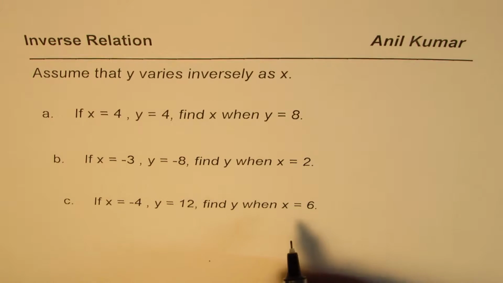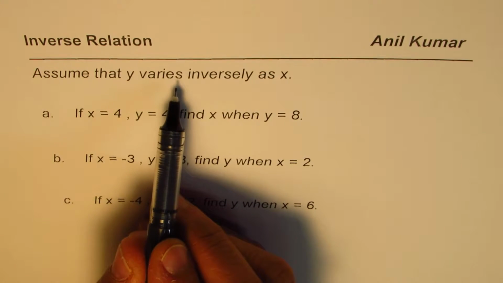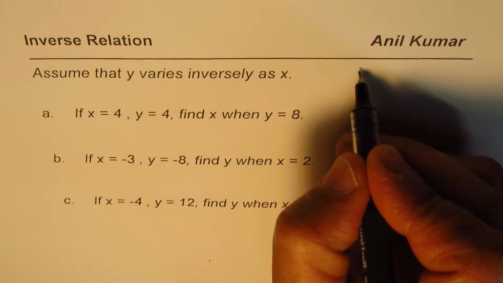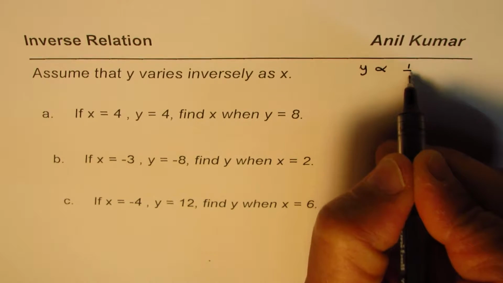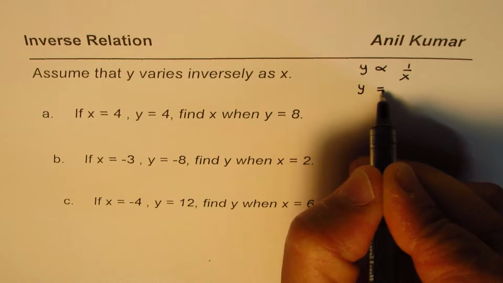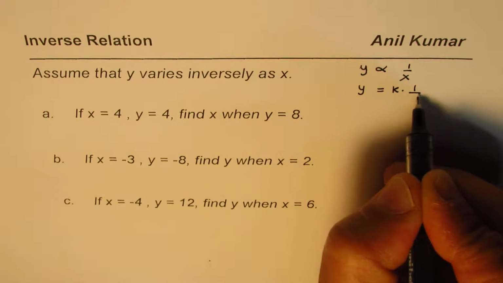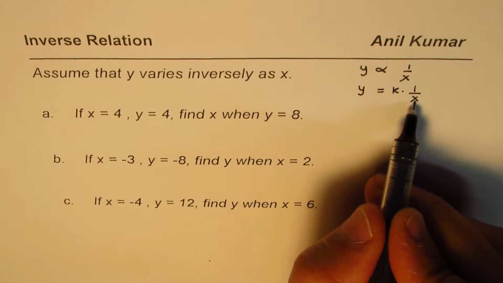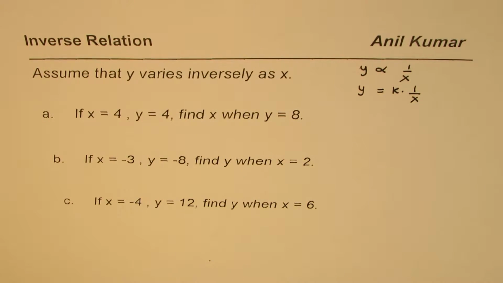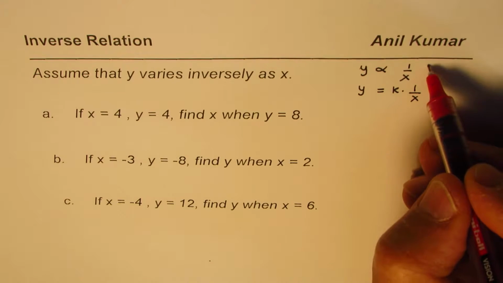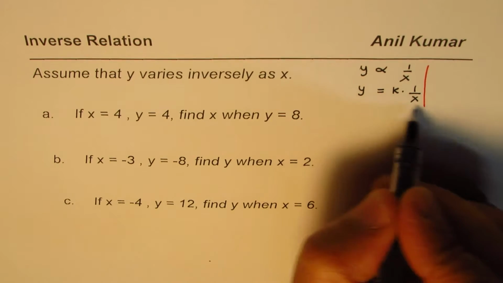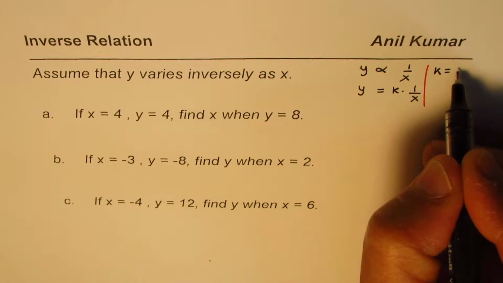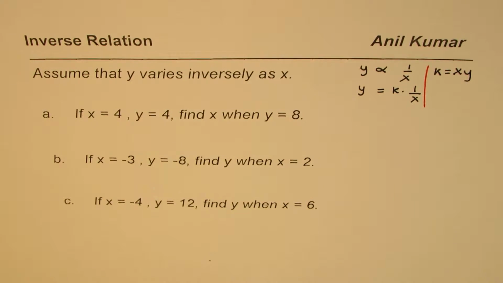Now, before getting into the solution, let's try to understand what this inverse relation is. So we are saying assume that y varies inversely as x. It really means that y is proportional to 1 over x, or y is equal to constant times 1 over x, right? So we can rearrange this equation, and when we do so, we can write this as x times y equals constant, right? So we can also write it as the product of x and y is constant. So constant is equal to x times y. Is that okay? So that is the product rule for inverse relation.